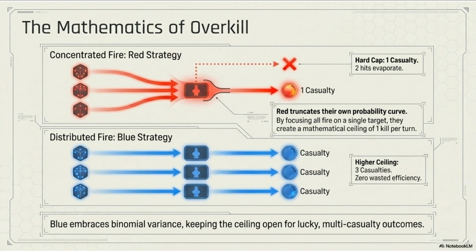Okay, so I roll. First die's a miss, second's a miss, third one's a hit. So in that case, you killed 1 guy. You tied red for the turn. But what if you get a little lucky?